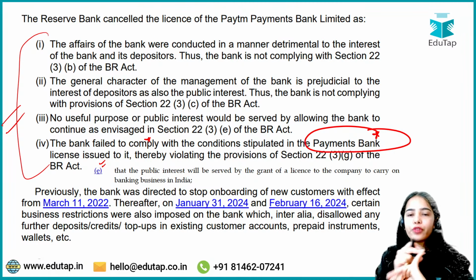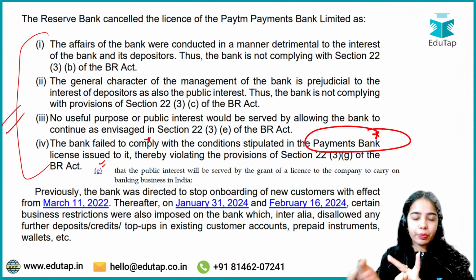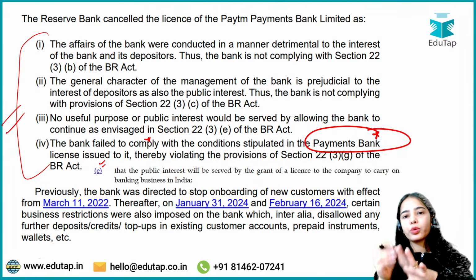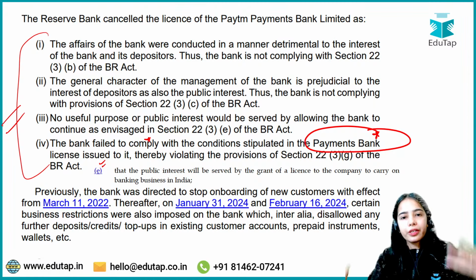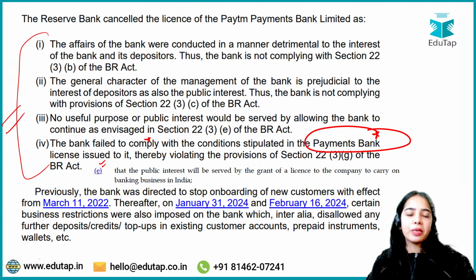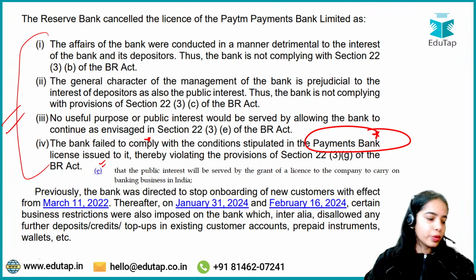First of all, the affairs of the bank were conducted in a manner detrimental to the interest of the public. The character of the management of the bank was prejudicial. No useful purpose was being served by the bank, and the bank failed to comply with the conditions that were laid down while providing the payments bank license. I hope this is all clear.